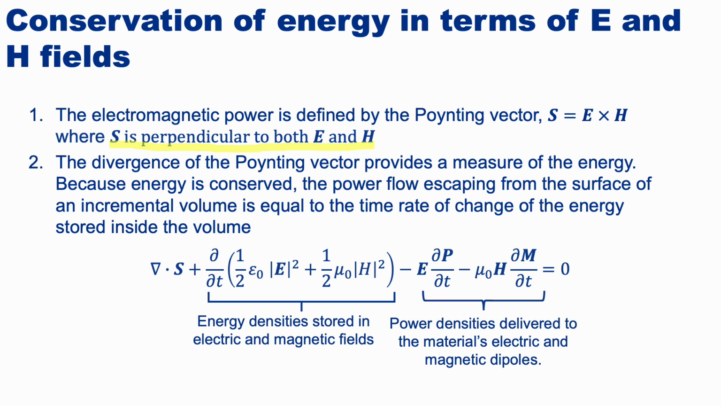So remember that we measure the energy with the Poynting vector, but the energy is conserved, right? That means that the power flow scattering from the surface within an incremental volume needs to be equal to the time rate of change of the energy stored inside the volume. So you just need to make sure that at the end of the day, the balance of the energy coming inside and outside needs to be equal to 0.